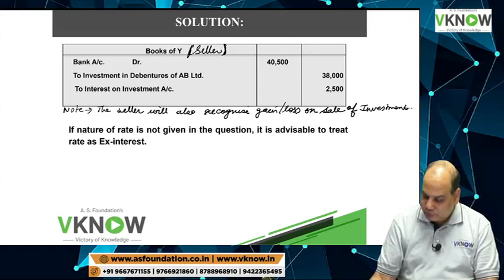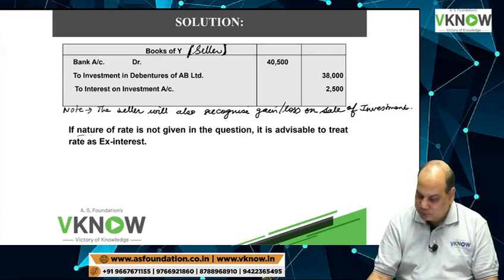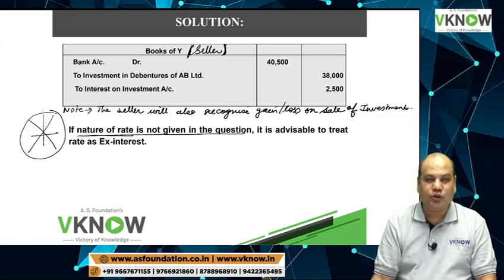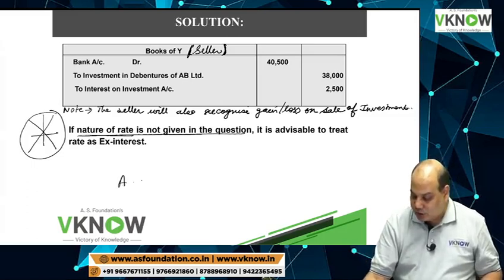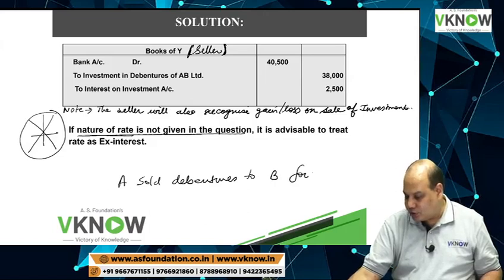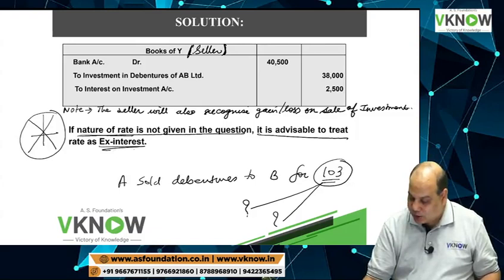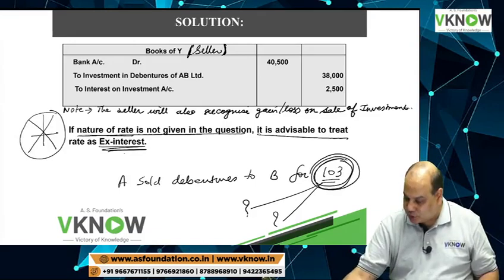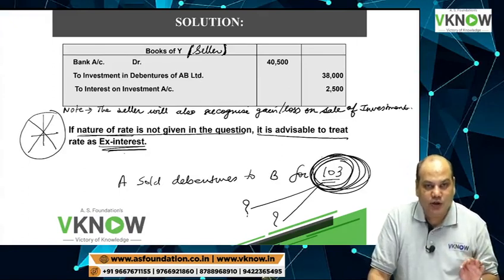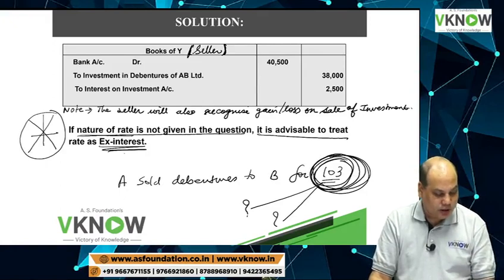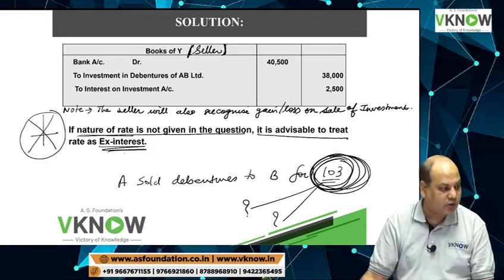Now, sometimes in the problem, the nature of the rate is not given. So this is the instruction to the student. The problem says A sold debentures to B for rupees 103, but they have not mentioned whether it is ex-interest or cum-interest. The student will assume and write a note that it is ex-interest price. If the question is silent, the student will assume that the price is ex-interest price. Highlight or underline this.